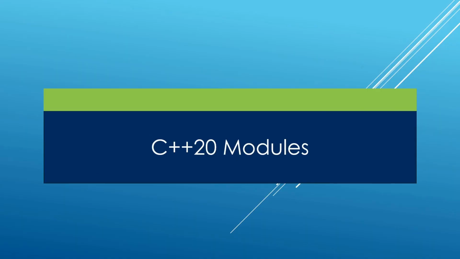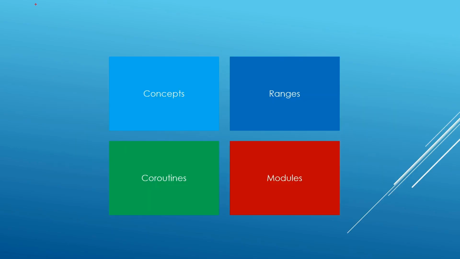I would like to welcome you on this new chapter where we are going to talk about C++20 modules. Modules are the last piece of the puzzle in what we covered in terms of C++20. It is one of the big features in C++20. We have already seen concepts, ranges, coroutines, and modules are going to be the main topic of this chapter.